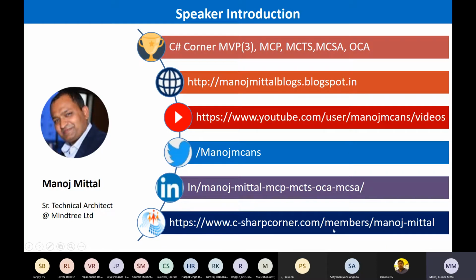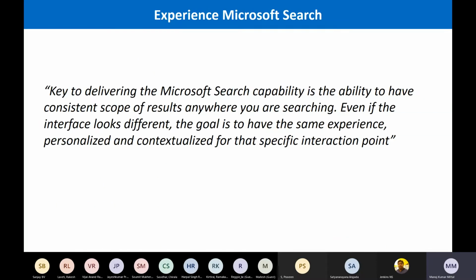So let's come to the experience of Microsoft Search here. This definition that Microsoft has published is quite important, and each word has its own hidden meaning in this section. The key to delivering the Microsoft Search capability is the ability to have a consistent scope. The word is very important: a consistent scope of the result anywhere you are searching.